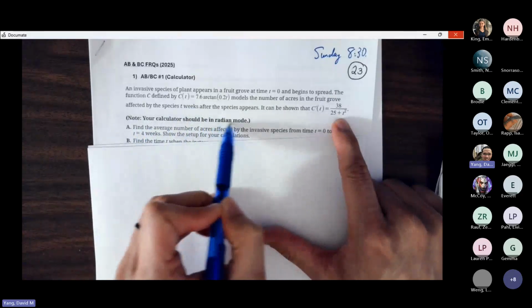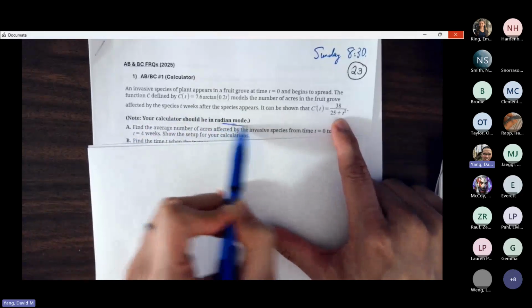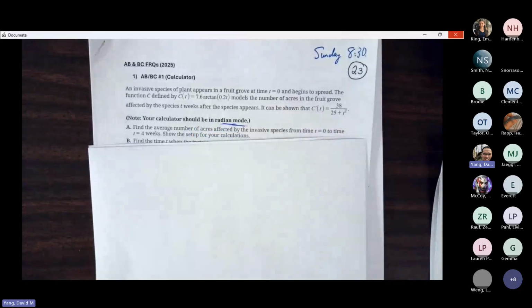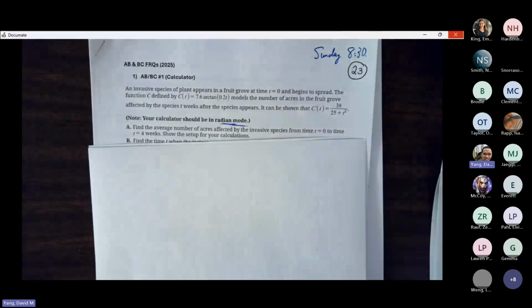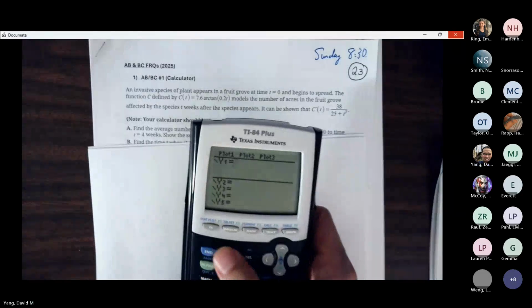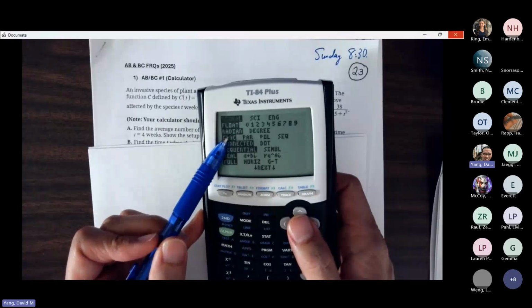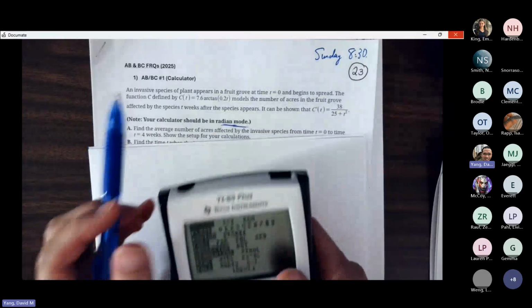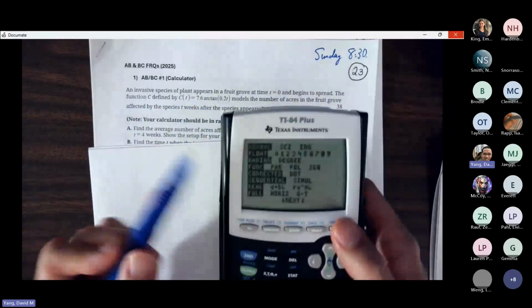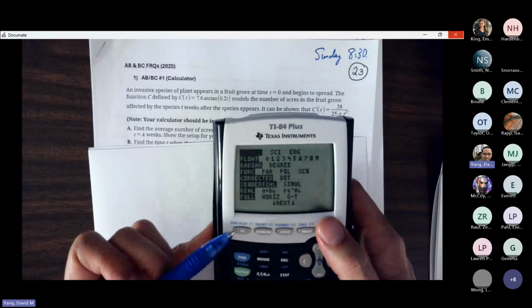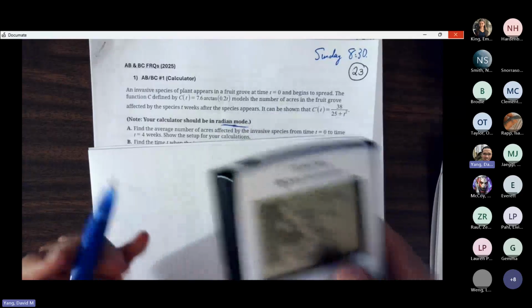Okay, it's also nice that they're telling you to be in radian mode. I just sent out a reminder to all the classes to make sure you check your calculator. We should always be in radian mode. It really only impacts you if you're dealing with trig, but I think it's safer to always be in radian mode, and that way you never have to change it. Over the course of the test, just always leave it in radian mode.